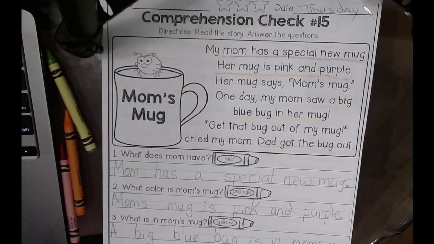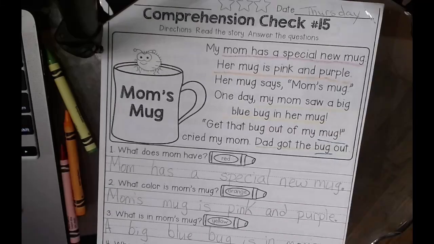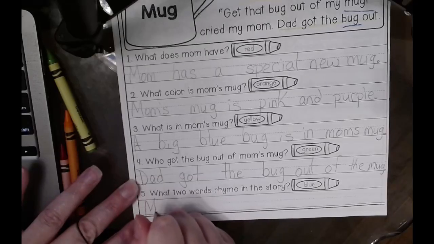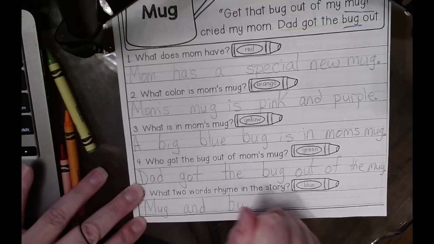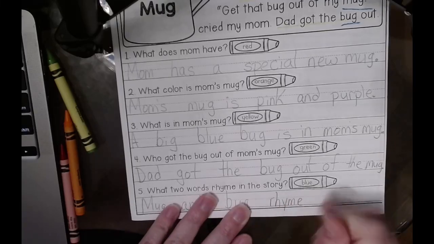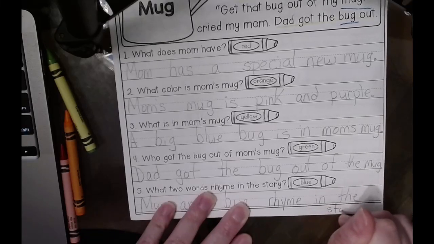And then what 2 words rhyme in the story? And on this one, you could say mug and bug. Those are the main ones. And that one says you're going to use blue. And so with blue, I would go mug and bug. Mug and bug rhyme in the story.